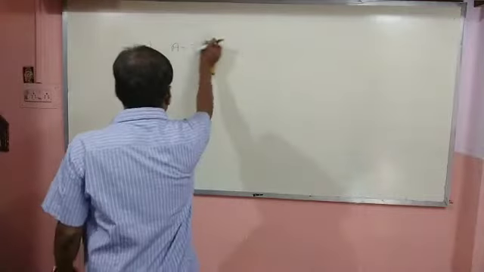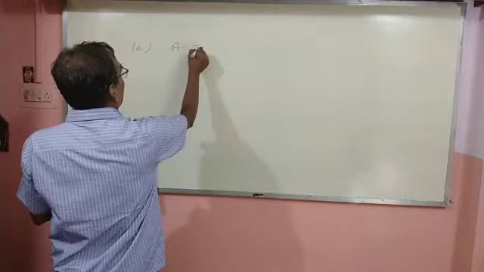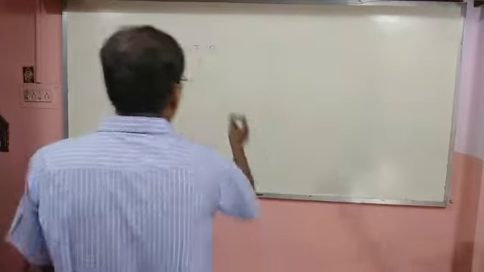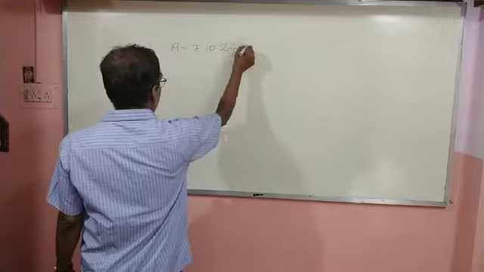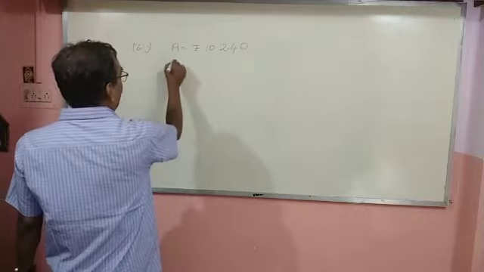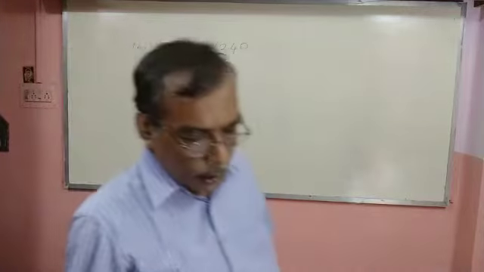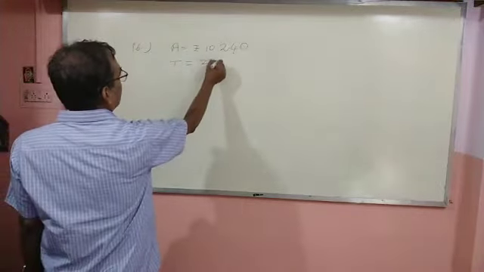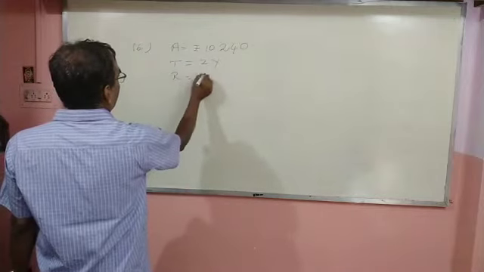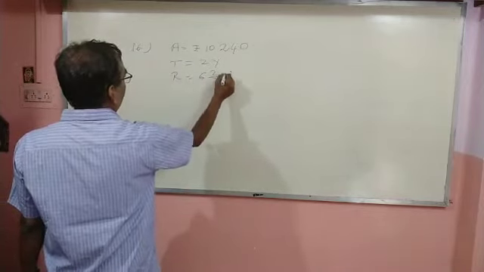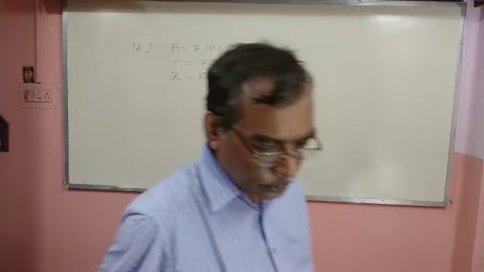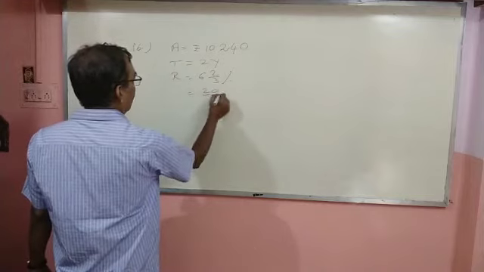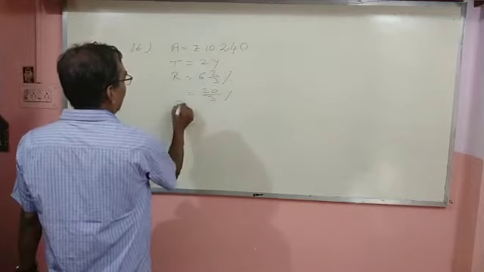Time it is given as 2 years. And rate it is given as 6 2 by 3%, which is equal to 18 plus 2, 20 by 3%. We'll have to find P.